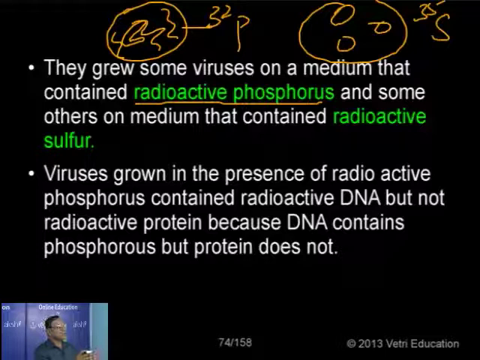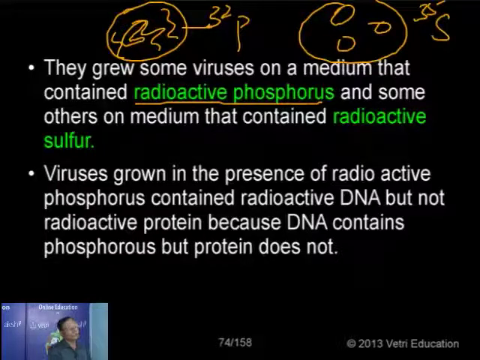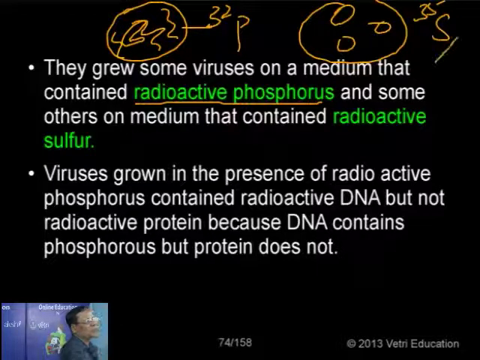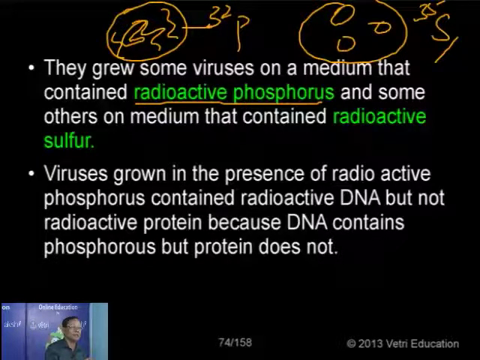So they cultured viruses in two different media: some viruses in phosphorus 32, or P32, and others in a medium containing S35. Both are radioactive. What is the main purpose? Phosphorus is found only in DNA, not in protein. And sulfur is found only in protein, not in DNA. That's why they took sulfur and phosphorus. Phosphorus is absent in protein, and sulfur is absent in DNA. That is why they took these two radioactive isotopes.